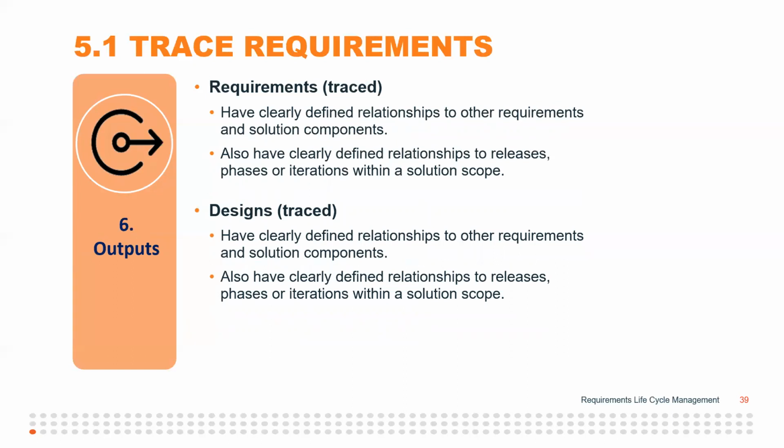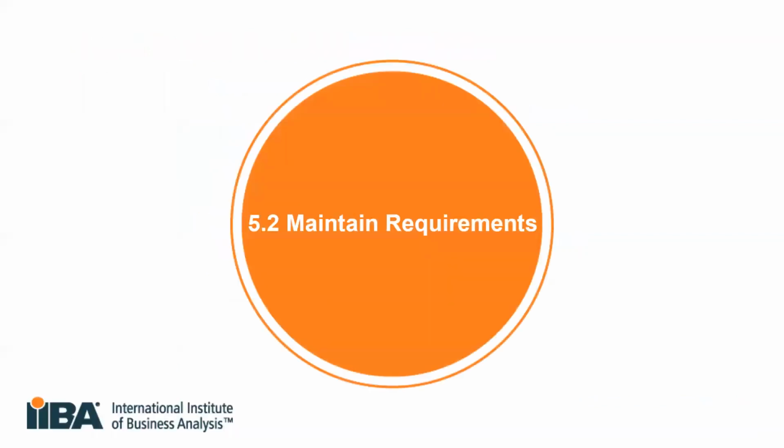And the outputs are traced requirements, which have clearly defined relationships to other requirements and solution components, and have clearly defined relationships to releases or phases or iterations within the scope. And then your designs traced is the other output. So you have to have clearly defined relationships to other requirements and solution components. Each design must also have clearly defined relationships to releases, phases, or iterations within a solution scope. So, all right. Okay. So that was the first task.